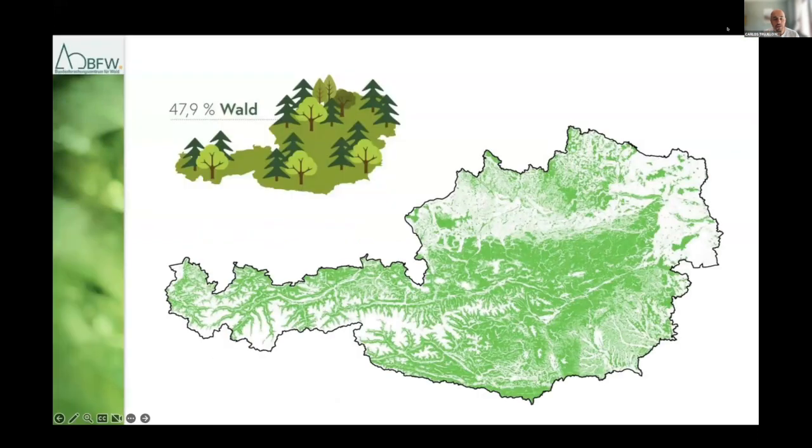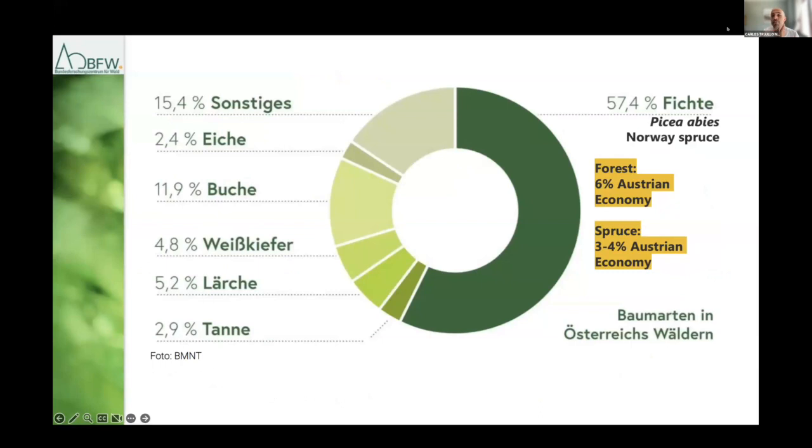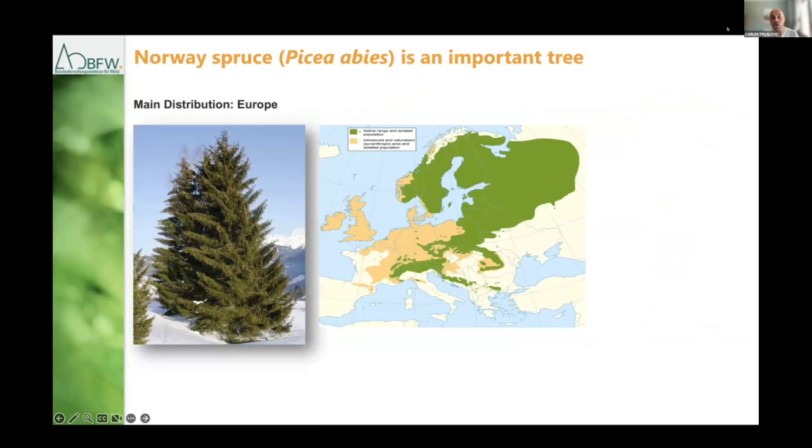First, I would like to mention that forest is very important in Austria. As you might see in these pictures, 47% or 48% of the surface of the country is covered by forest, and it is one of the main industries of the country. Spruce itself is the most important species produced, and forest in total represents 6% of the Austrian economy. So spruce actually represents 3/4 of it.